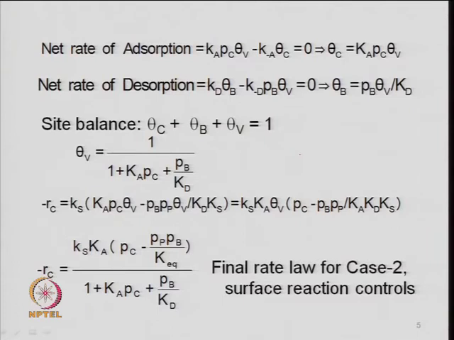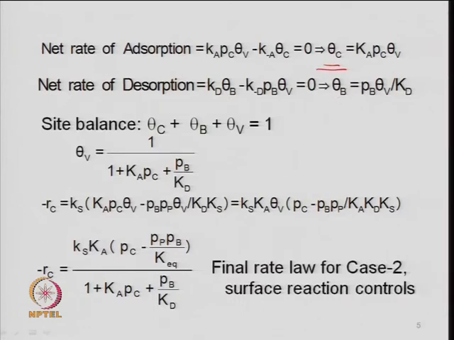That is what is mentioned here: the net rate of adsorption is 0 and you find theta C. So, theta C is given by capital K, which is the adsorption equilibrium constant for this reaction, where the rate of forward reaction is equal to the rate of backward reaction. So, the adsorption equilibrium constant, the partial pressure of C times the concentration of the vacant site. The rate of desorption, again, because this is not a rate controlling step, is again 0.